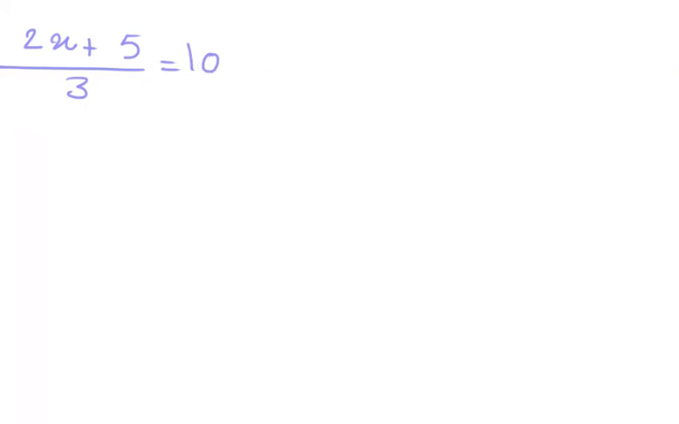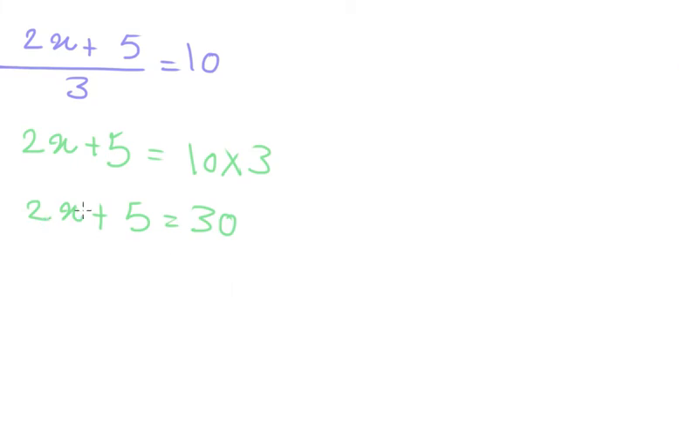So 2x plus 5, I'll take 3 out from here and then I will multiply it here. So now I have 2x plus 5 equal to 30. Then I will take 5 from here, I reverse the sign and I will bring it here. So that means 2x will be equal to 30 minus 5. That means 2x is equal to 25.